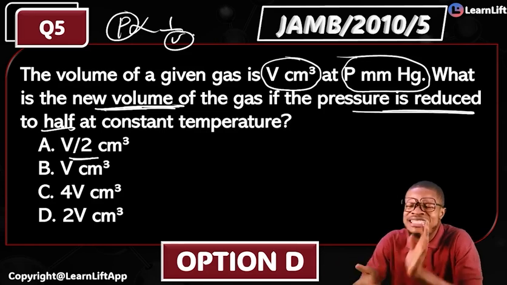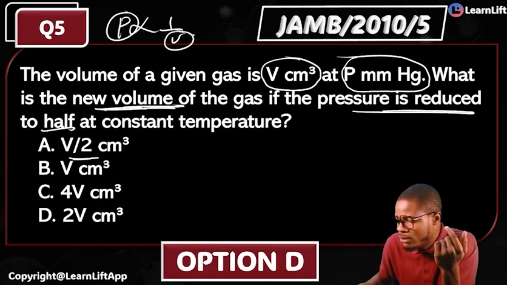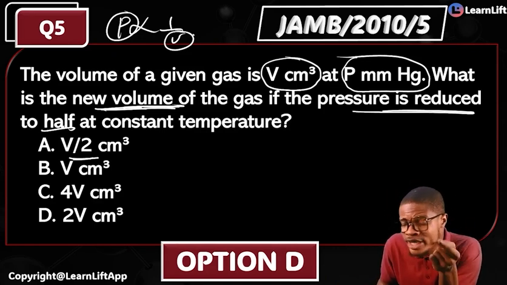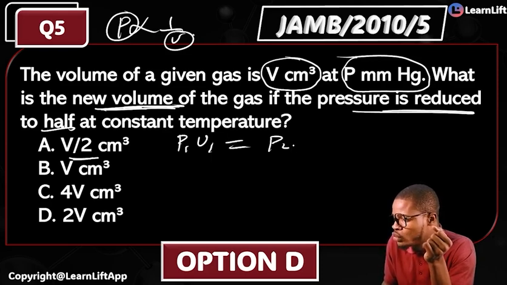You don't really need to solve. D is the answer. I know somebody is confused. Sir, can you just solve so that I will see it? Come, let's go together. From Boyle's law, we said that your P1 V1 is equal to your P2 V2.